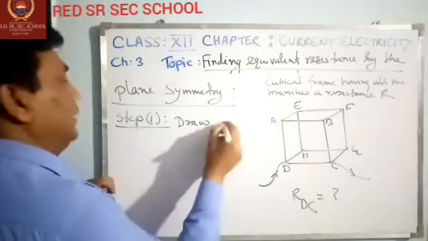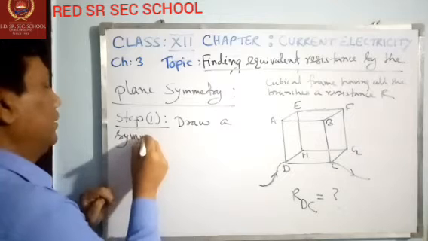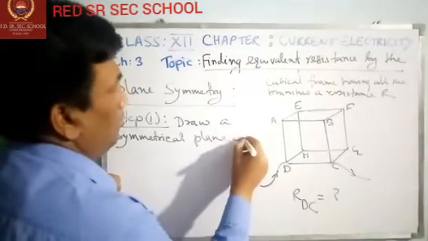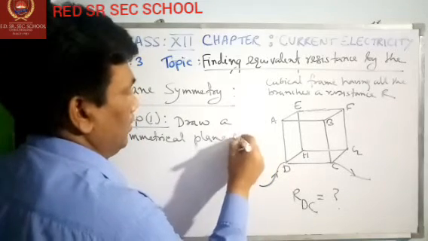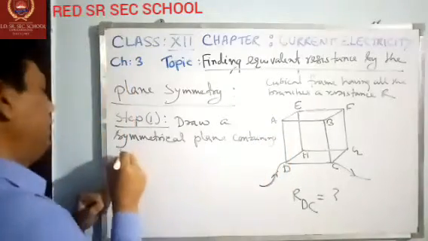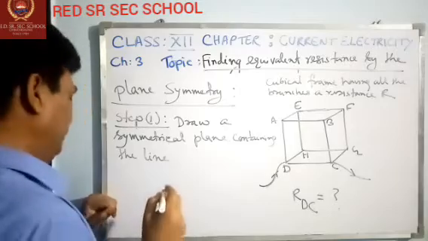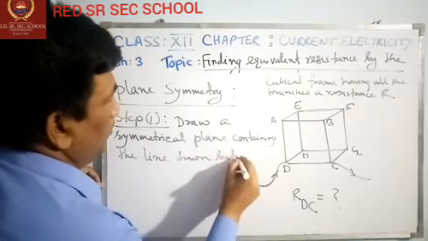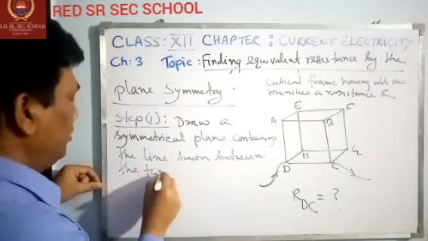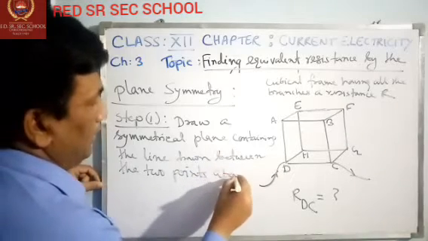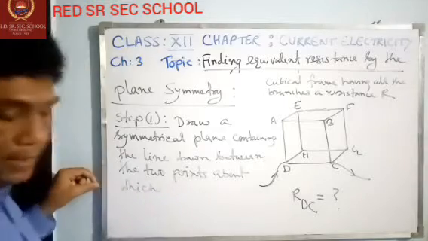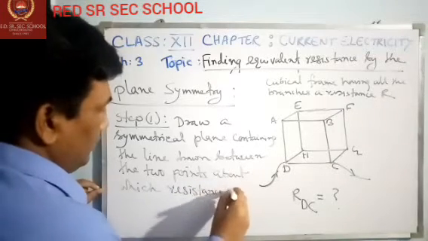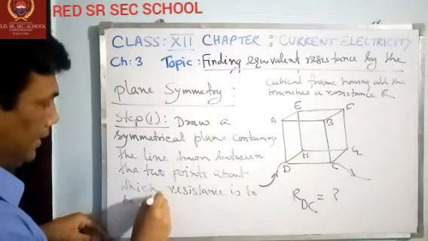Draw a symmetrical plane containing the line drawn between the 2 points about which resistance is to be calculated.